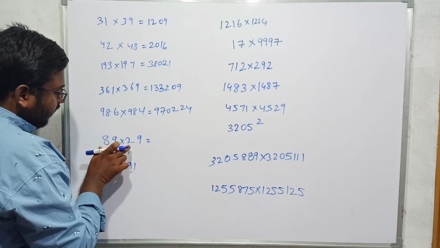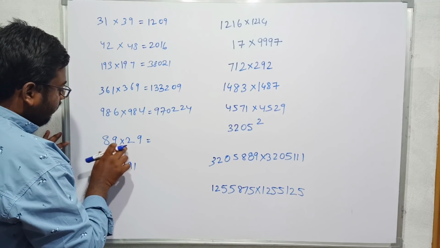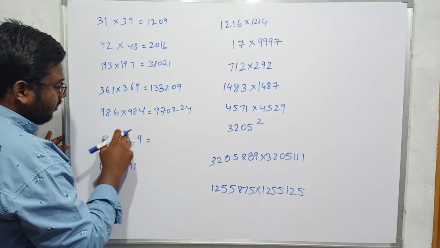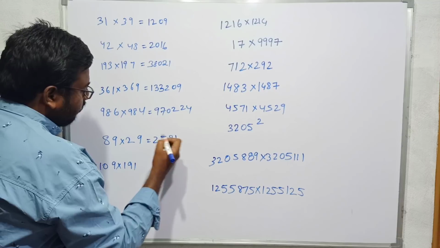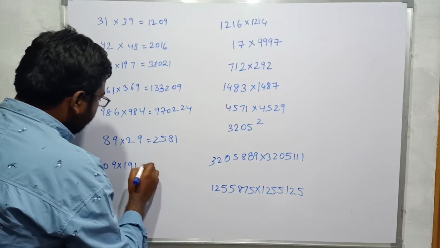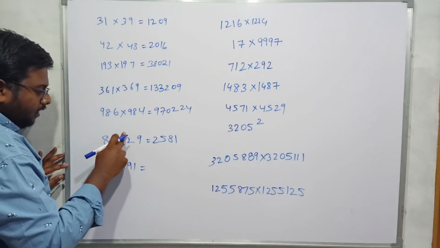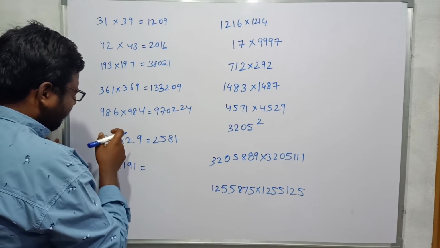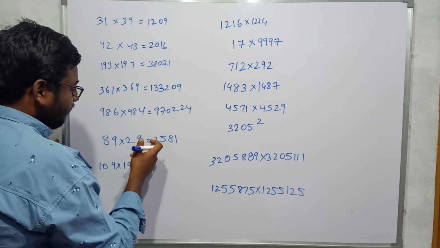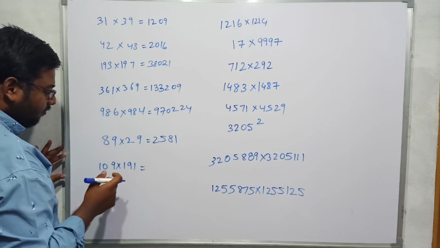89 into 29. 9 and 9 are the same, 8 plus 2 is 10. So what I have to do is 8 2s are 16 plus 9, 25, and 9 9s are 81. 2581 is the answer for this. Be careful, 8 plus 2 is 10, and 8 into 2 is 16, and 16 plus 9 is 25, and 9 9s are 81.